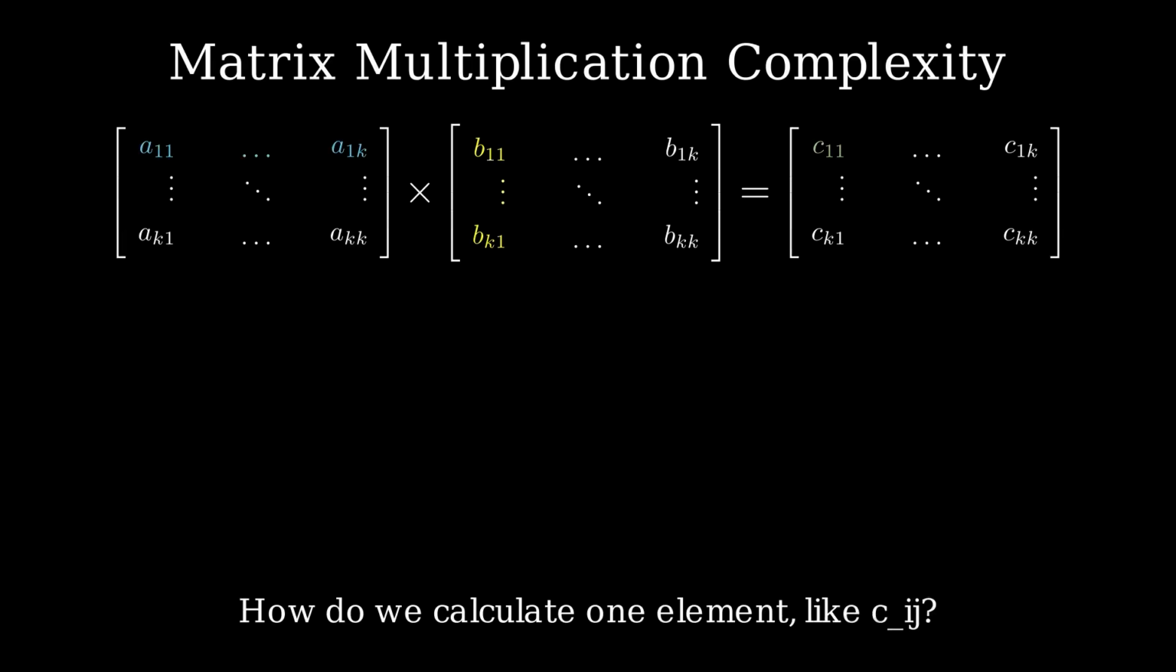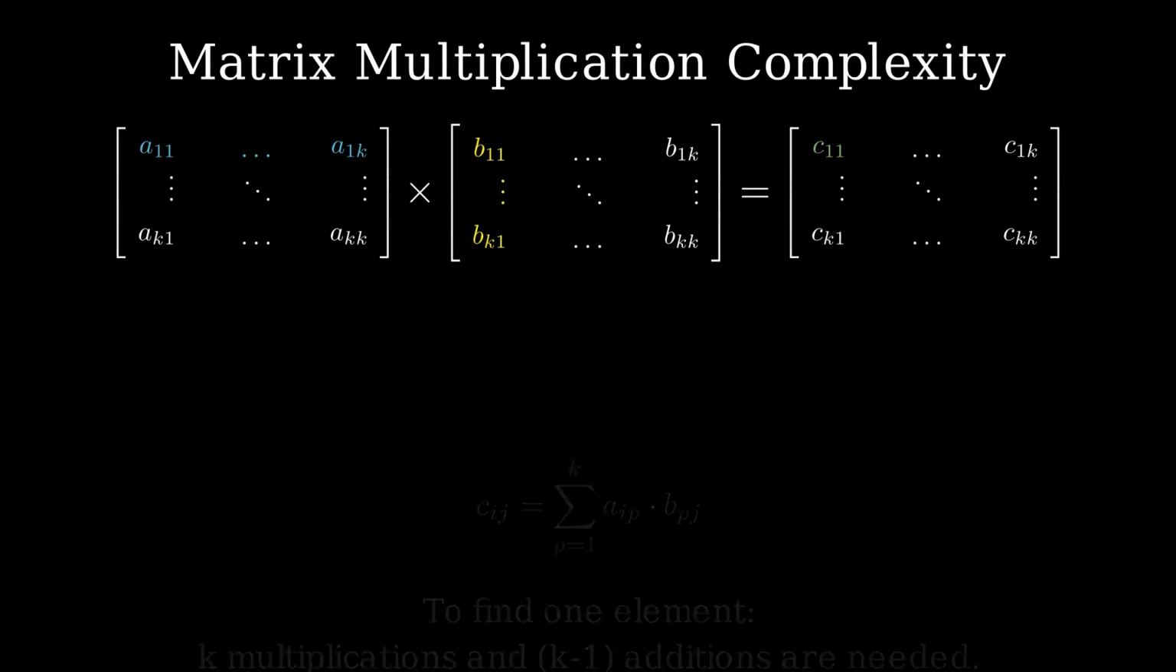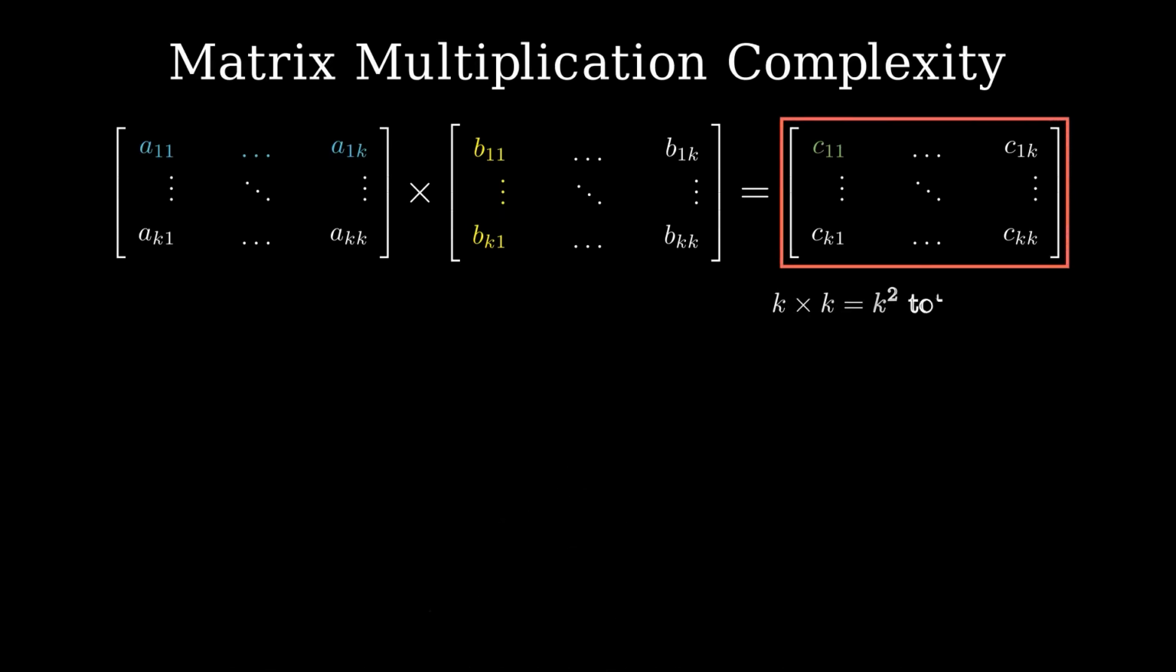For each element in the answer, we need to perform a pairwise multiplication in the former matrices. Given that the resulting matrix has k squared elements, we need to perform k cubed operations.